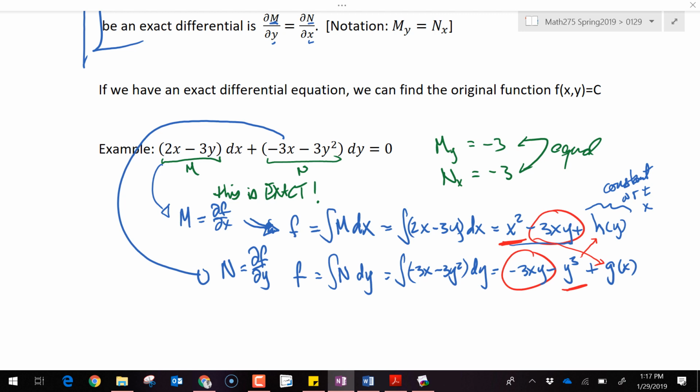Say that again? Is the g of x constant with respect to y? So instead of just saying it's constant, I might have some x's in there, and when I took the derivative with respect to y, all those x's disappeared. So now I can say that my function is going to be x squared minus 3xy minus y cubed.